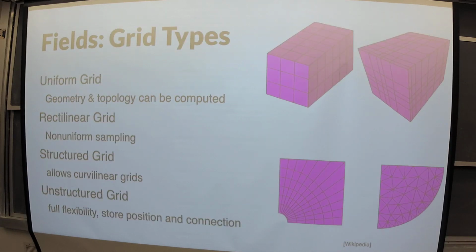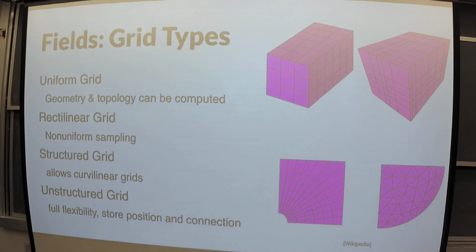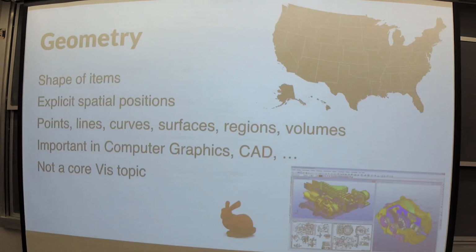We talked about a couple of different grid types. These are the sampling strategies, and it goes from very simple, like a uniform grid, to very complicated, an unstructured grid. They have different pros and cons, right? The unstructured grid is the most flexible, but also the most expensive because I have to store position and connections.